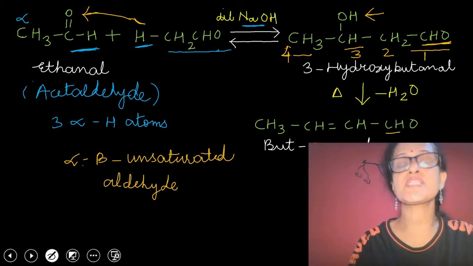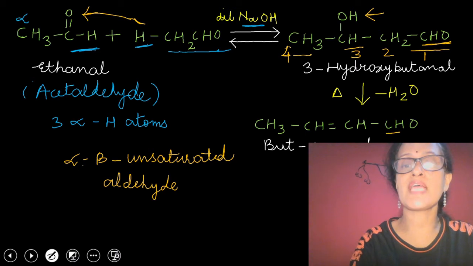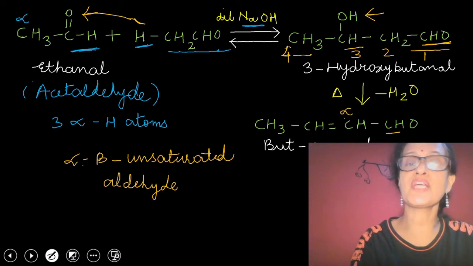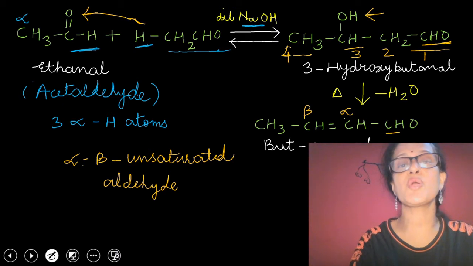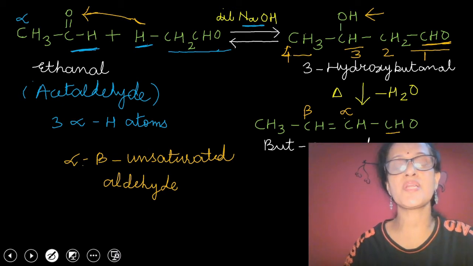The carbon atom which is attached to CHO is called the alpha carbon atom, and the carbon atom which is present next to the alpha carbon atom is called the beta carbon atom. So you can see here, unsaturation means a double bond is present between the alpha and beta carbon atom. So this is an alpha beta unsaturated aldehyde.